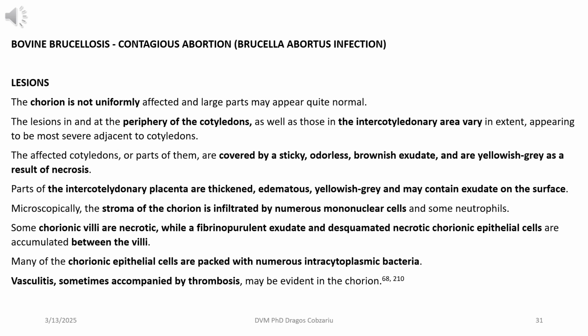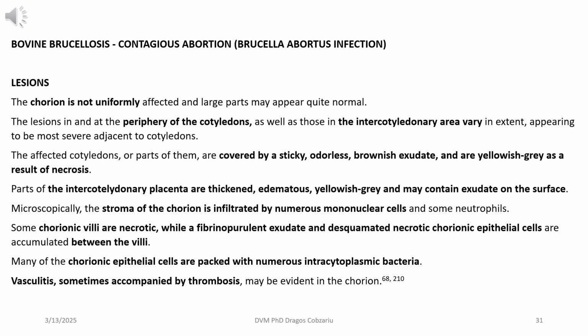The chorion is not uniformly affected and large parts may appear quite normal. The lesions in and at the periphery of the cotyledons, as well as those in the intercotyledonary area, vary in extent, appearing to be most severe adjacent to cotyledons. The affected cotyledons, or parts of them, are covered by a sticky, odorless, brownish exudate, and are yellowish-gray as a result of necrosis. Parts of the intercotyledonary placenta are thickened, edematous, yellowish-gray and may contain exudate on the surface.